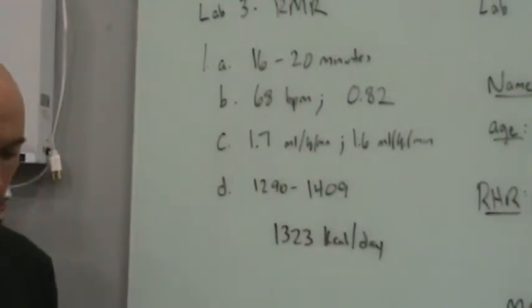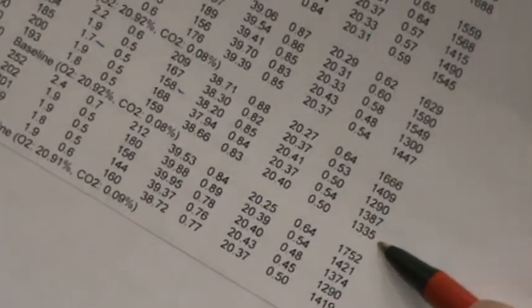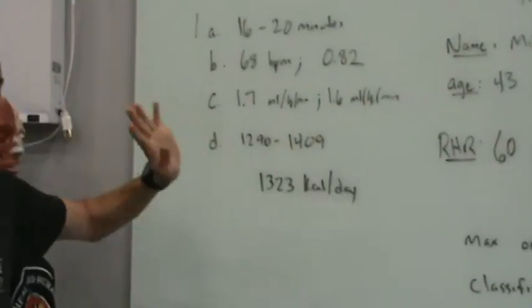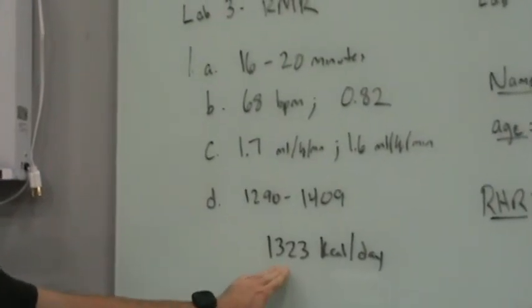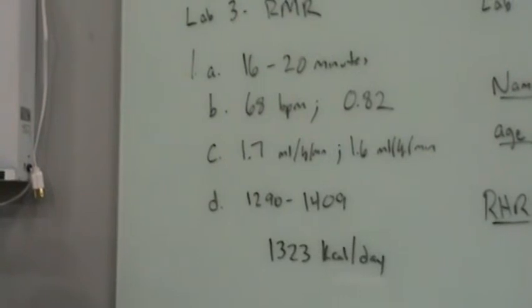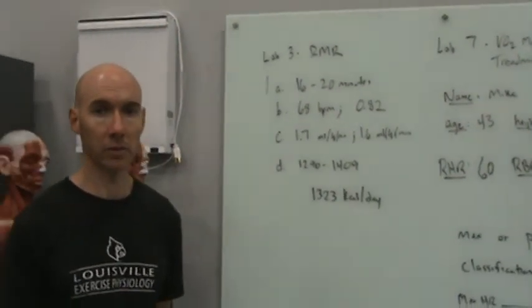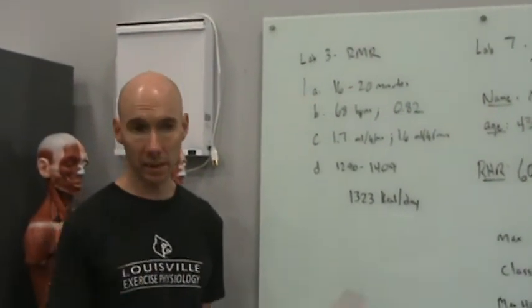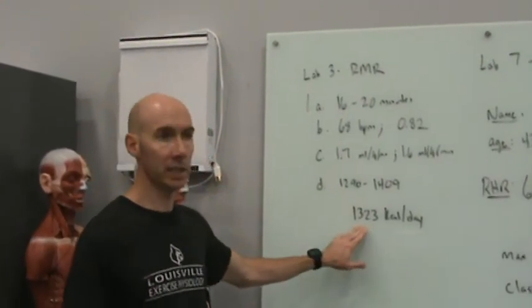So what I did, to go back to the data, I threw out minute 16 because that seemed to be an outlier. So I just took the range from minute 17 to 20 here. Then I took the average of those four values to get an average of 1,323 kilocalories per day. So that is the number that we would identify for Morgan as being his resting metabolic rate in terms of calories. So from just his resting metabolic function, excluding any physical activity, he burns around 1,300 calories per day.